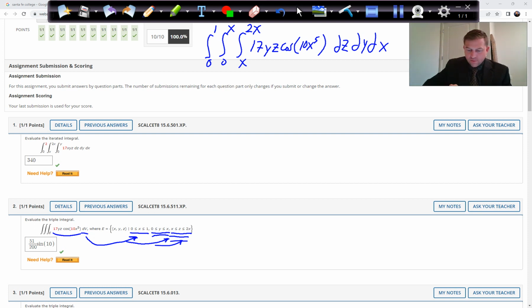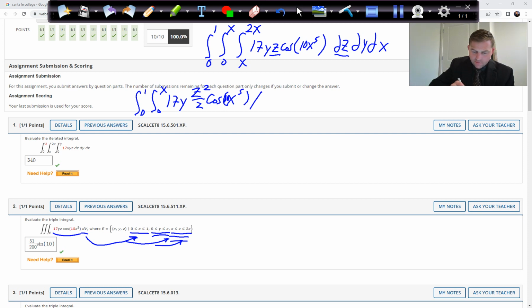Okay, so in the first case we're only dealing with z. So this is going to be the antiderivative 0 to 1, 0 to x, of 17y z squared over 2, the antiderivative of z, times cosine of 10x to the 5th. It's supposed to be a 10 right there. And we're evaluating that from x to 2x.